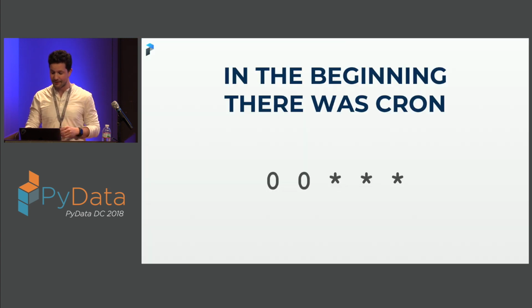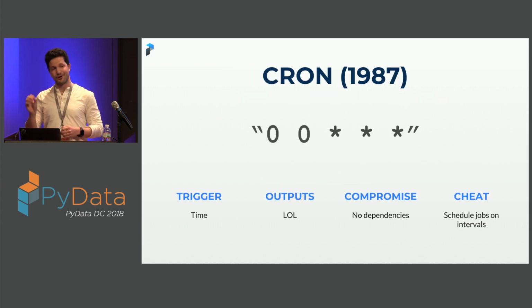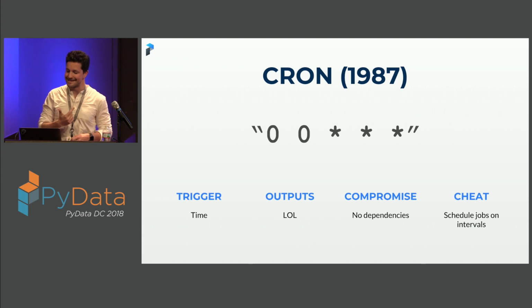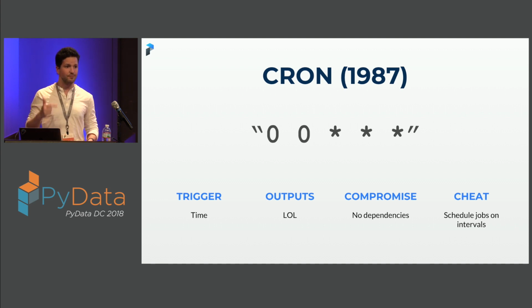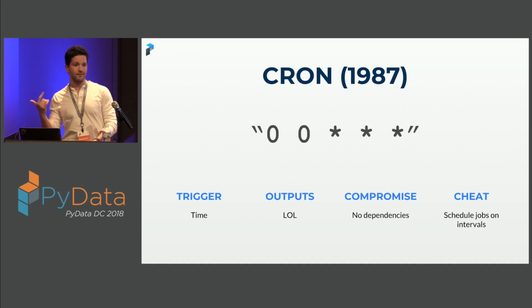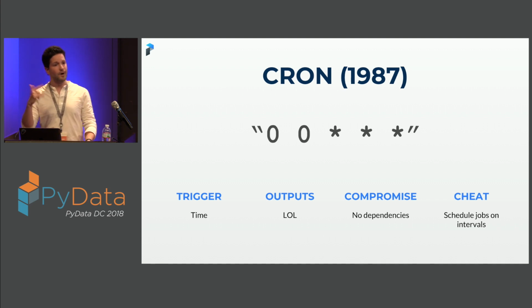And we can see how this has played out through history. Right, so in the beginning, there was cron. And in fact, cron, I was very surprised to learn, dates all the way back to 1987. And I'll bet that every single person in this room has written a cron cheat, because cron makes the compromise, of course, that there are no dependencies. So if you want two things to run in sequence, you schedule one for midnight, you schedule one for 1 a.m., and you hope they work. That's the cron cheat. And after cron, we can move pretty quickly.